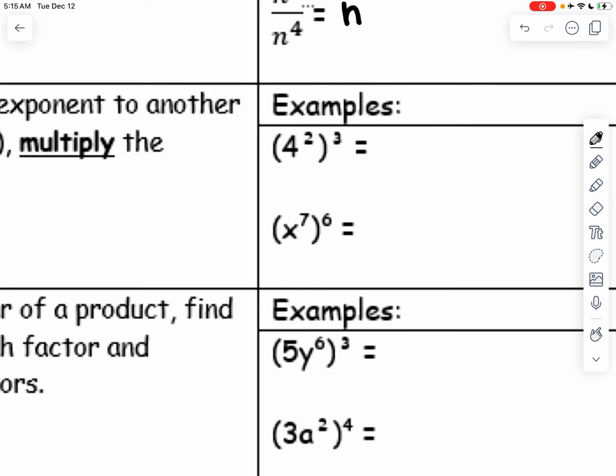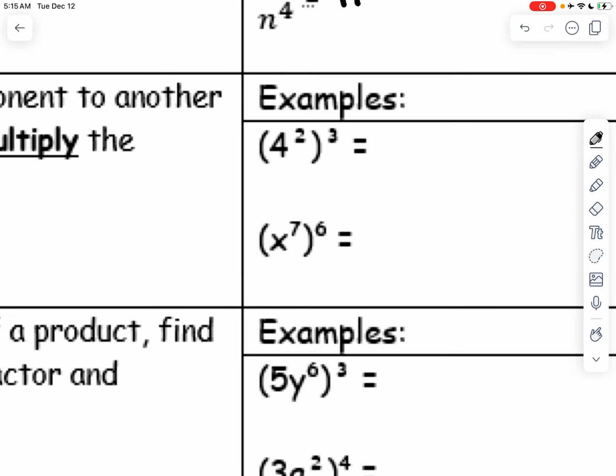So 4 to the 2nd raised to the 3rd. Again, because this is numerical, there's more than one way to do this. But if we're going to use the exponent properties, 4 to the second to the third means I'm going to take 2 and 3 and multiply them and get 4 to the sixth, which earlier we got as 4,096. X to the seventh raised to the sixth, x to the 42. 7 times 6.